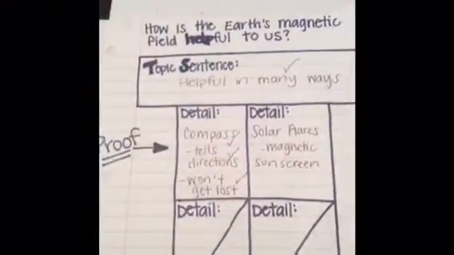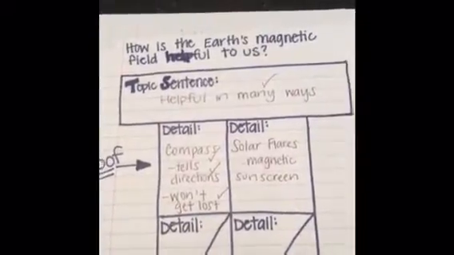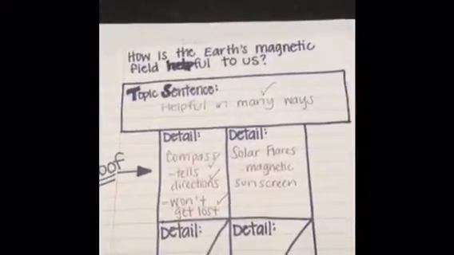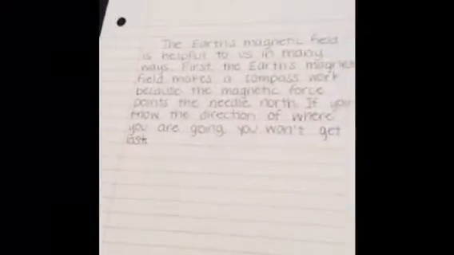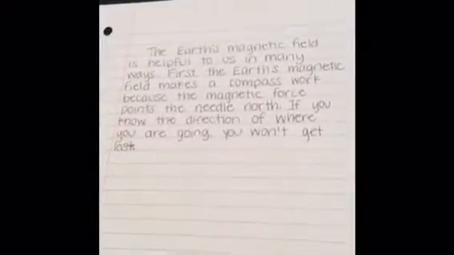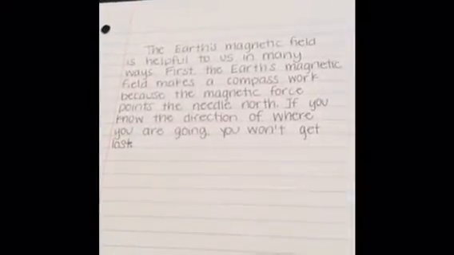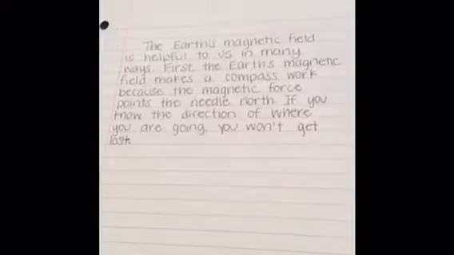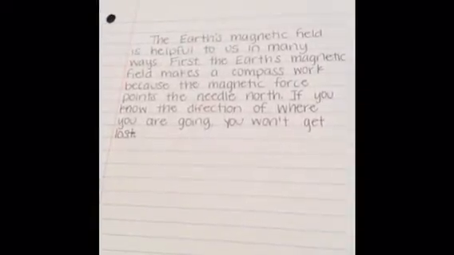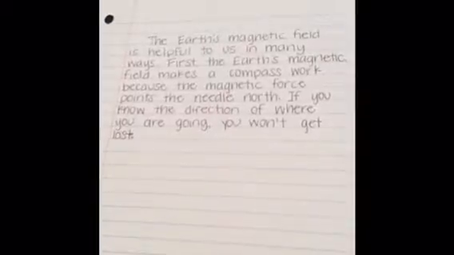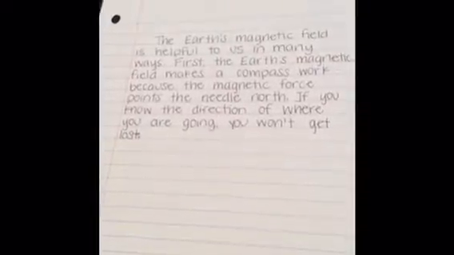Notice I'm checking each box after I've written my sentence about it so that I know that I have used my plan to write my story. So now, so far, I have my topic sentence and my first detail. The Earth's magnetic field is helpful to us in many ways. First, the Earth's magnetic field makes a compass work because the magnetic force points the needle north. If you know the direction of where you are going, you won't get lost.